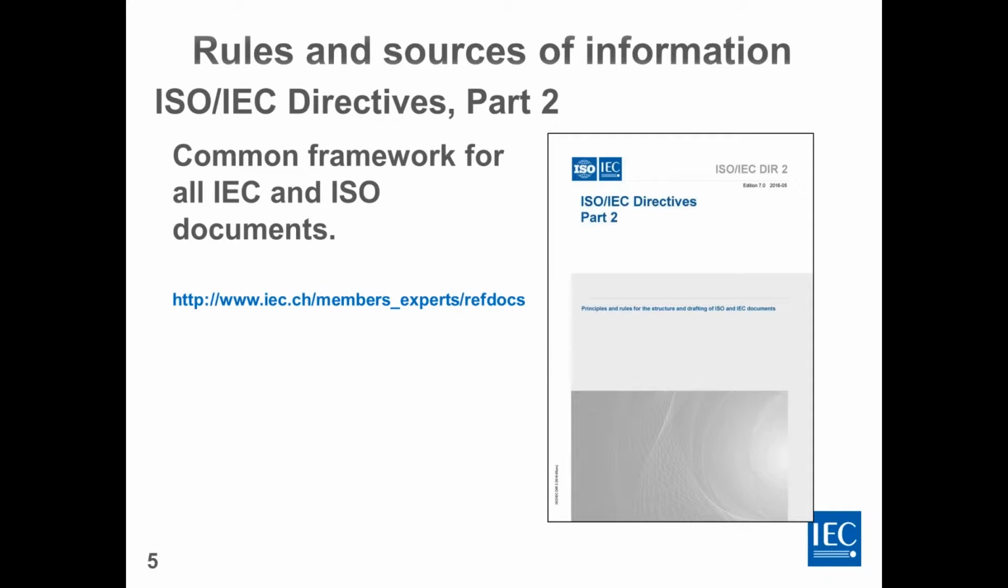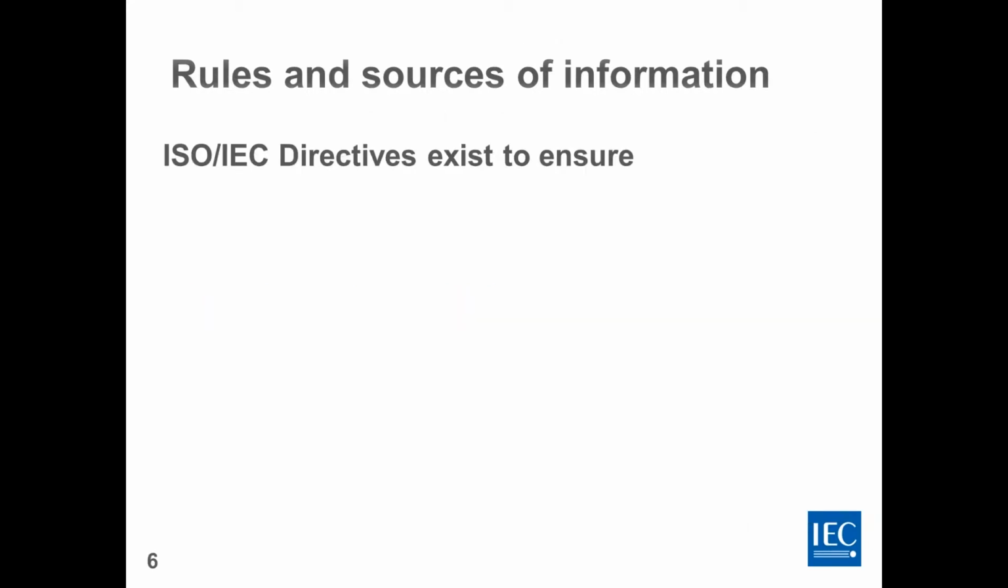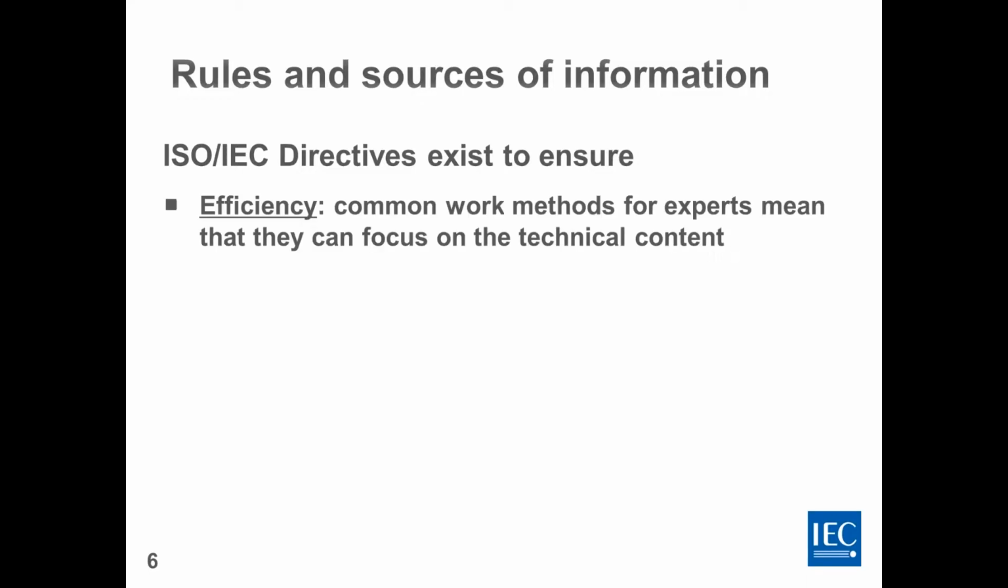So the top level of the rules for the drafting of standards is ISO IEC Directives Part 2. This provides a common framework for all IEC and ISO documents and is written by a panel of experts taken from the national committees as well as people from ISO and IEC central offices and central secretariats. This is a document which is currently at the 7th edition, and it has been fairly stable through time, and the main rules within this document have changed very little over the last 30 years, so it's quite a successful document.